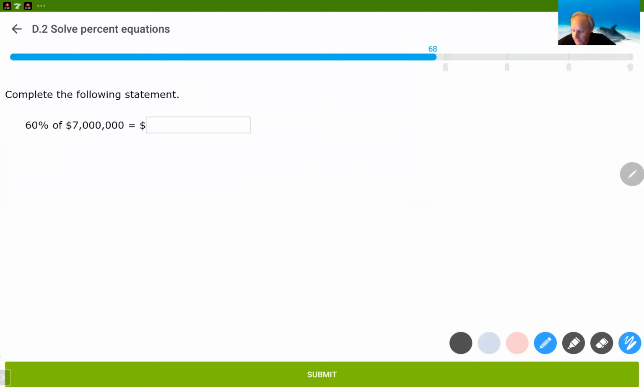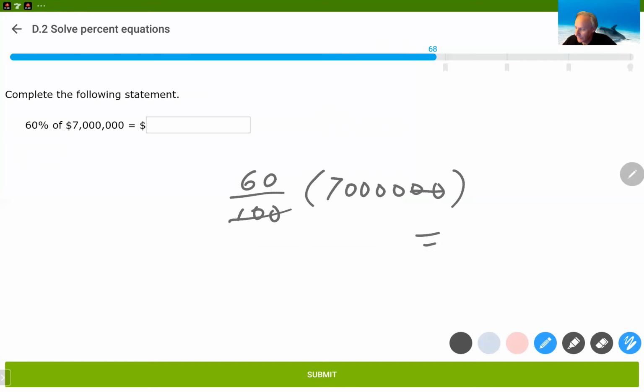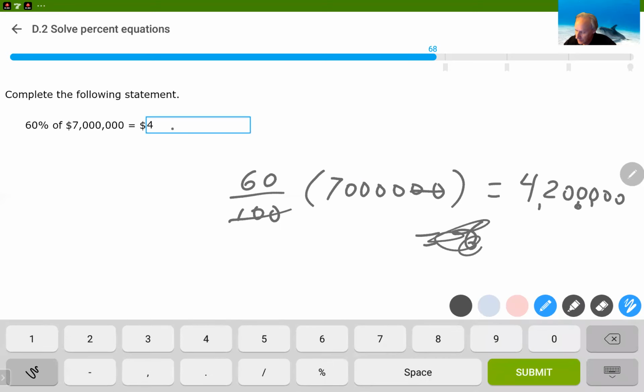60% of 7 million. So 60 over 100 times the 7 million. That has 6 zeros. We're going to cancel out 2 of them. And we end up with 42. And we have 1, 2, 3, 4, 5. Oh, one more. Which is 4,200,000, which is more than half of 7 million. There we go.